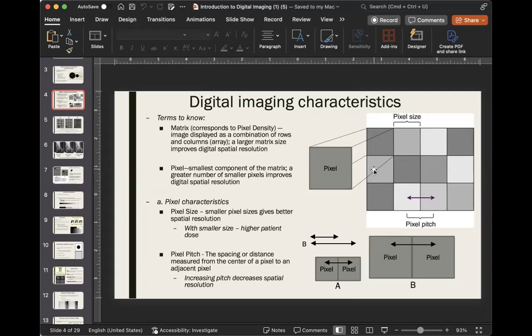And so pixel size, when we discuss things, the smaller the pixel, the better the spatial resolution. And then pixel pitch is the spacing or distance between the pixels. So when we look here, I pulled out the arrows to showcase. With A, what we're seeing is a smaller distance. Whenever we have a smaller distance between pixels, we get better resolution.